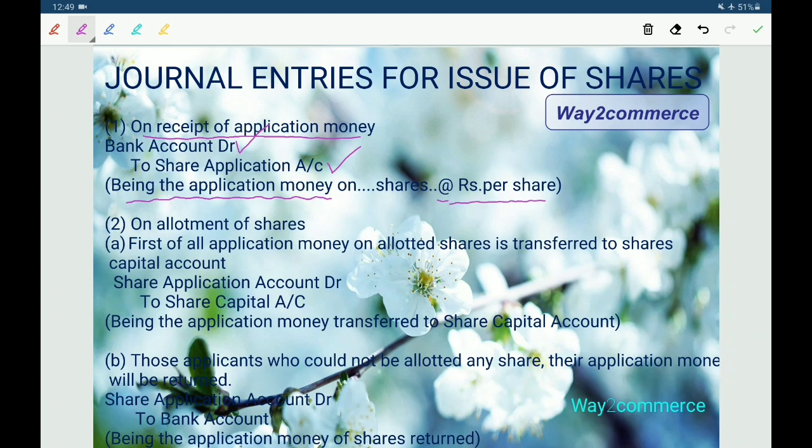Next, second journal entry on allotment of shares. Before allotting the shares, first of all we have to transfer the application money on allotted shares to share capital account. So what is the entry? The share application account was already created. Now we debit the share application account to share capital account. Share application account debited to share capital account. Narration: being the application money transferred to share capital account.